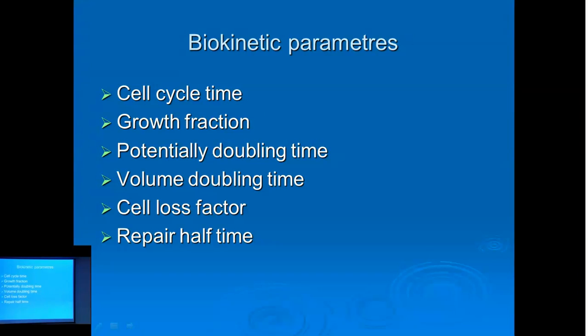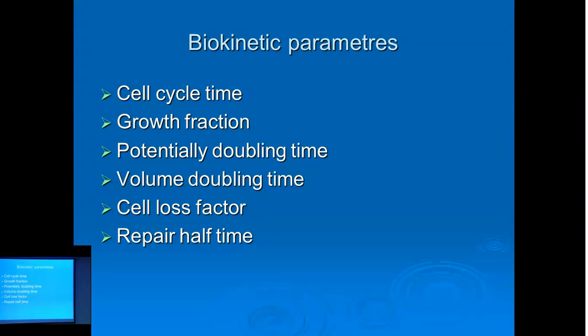We say potential doubling time because theoretically the tumor can double depending upon the fraction of cells that are proliferating, how many cells are proliferating, and what their cell cycle time is. But in practice it is not the same as the volume doubling time, because in many tumors most of the cells developed after proliferation die themselves. They undergo death. This is called cell loss.